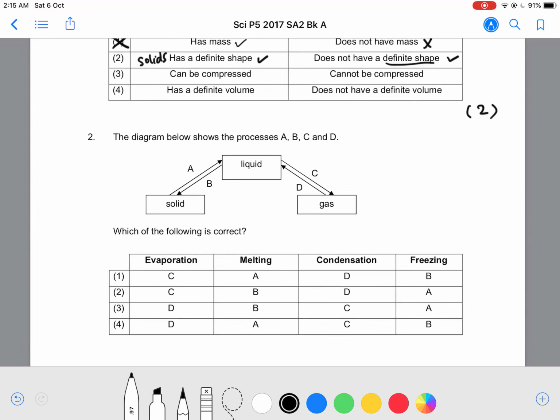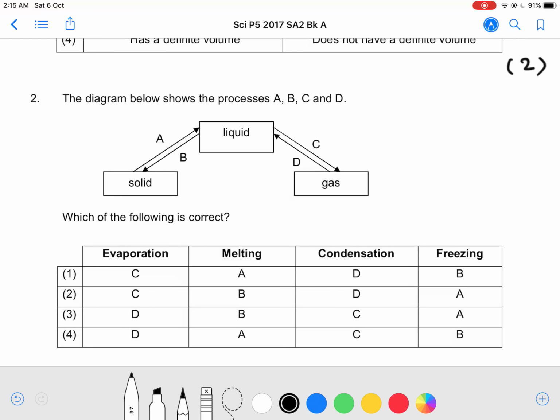Now let's look at number 2. And we are testing you on the processes. Let's start off with the easy one first, maybe with A. A, solid going to a liquid, is also known as melting. And from a liquid to a gas is actually boiling. From a gas going back to a liquid, that reminds you of water vapor going to water droplets, right? So this is called condensation.